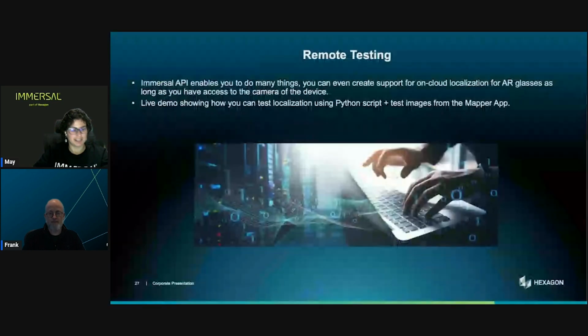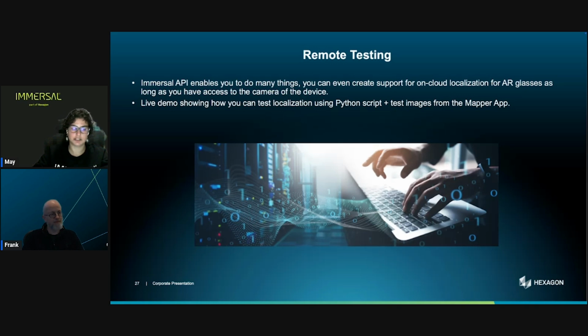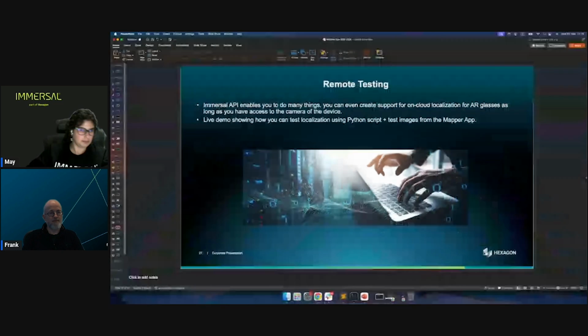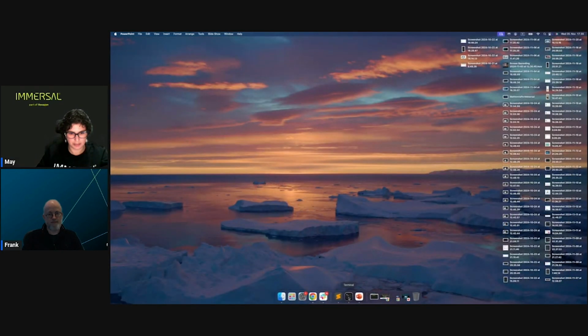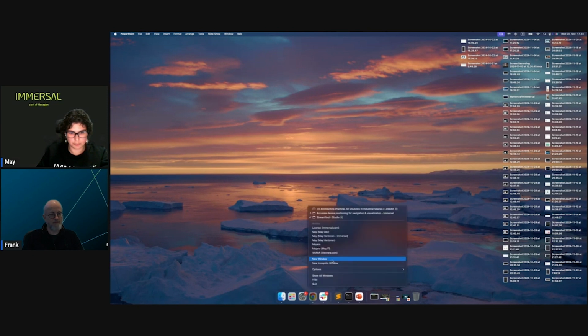Well, okay, enough talking. So let's do something easy, something simple like the remote testing I mentioned before. So we have a REST API that allows you to do lots of things, including creating support for on-cloud localization for AR glasses, as long as you have access to the camera, because you will need that information to be able to localize the device. So let me just stop sharing this screen a little bit, and then I will show you something.